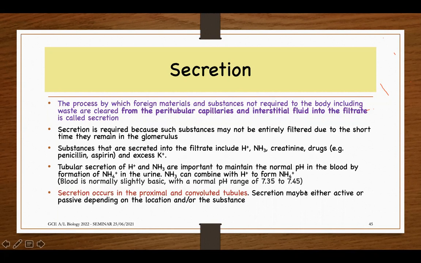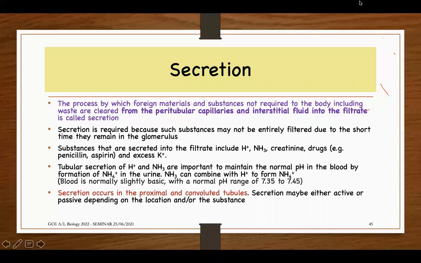7.35 to 7.45. The pH was given in the respiratory system lesson, I think, when talking about the forming of carbon dioxide. If the level of pH changed, there was a picture in the respiratory system lesson about the pH itself. So to maintain the pH, as I told you in the beginning of this lesson, that is why we have osmoregulation and excretion. So H+ is acidic, ammonia is basic. So to maintain the pH, ammonium will be formed in the urine and it will be secreted as that.